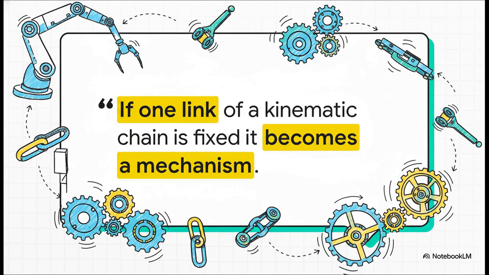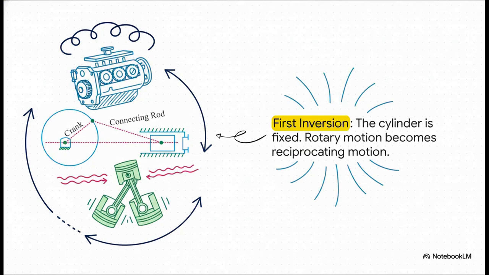But now we get to what I think is the most mind-blowing part of this language. It's a concept called inversion. And it shows us how the exact same set of parts, the very same phrase, can create wildly different machines just by changing our point of view. For this, let's look at a single slider crank. This is the heart of pretty much every car engine out there. You've got a crank, a connecting rod, and a piston sliding in a cylinder.